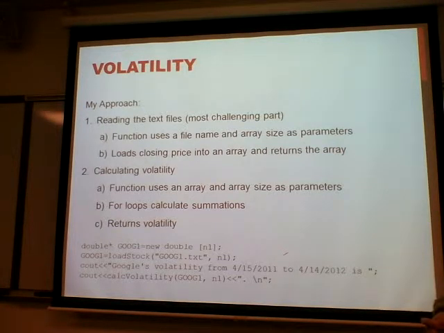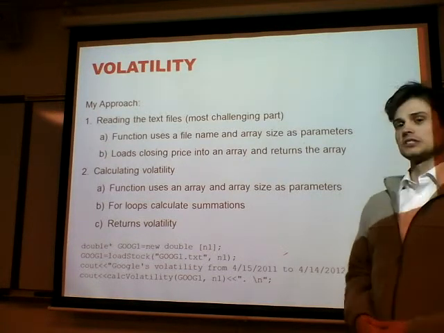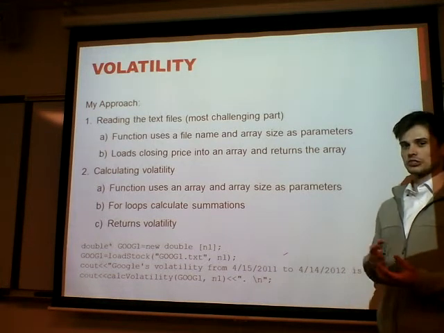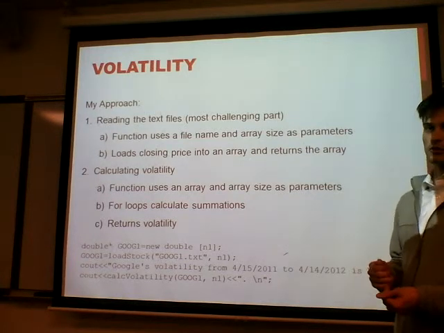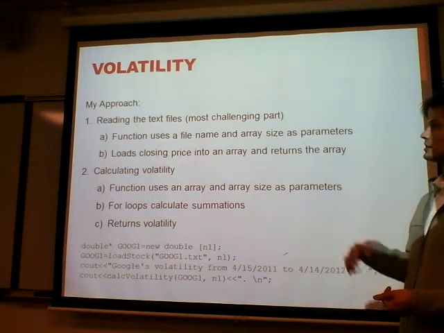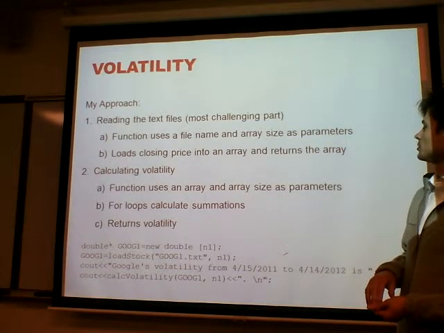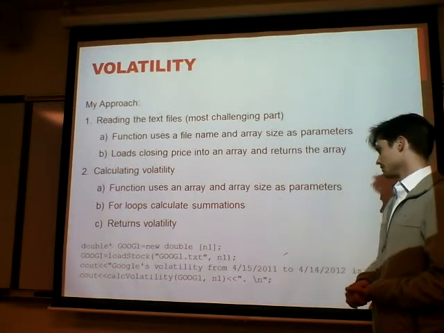and once I learned that, it was pretty much smooth sailing. I created my function, and it uses a file name as one of the parameters, and it also uses the array size, because what it does in the function is it creates an array for the stock prices, and then it loads it from the file that it reads. And so what it returns is the array of stock prices.